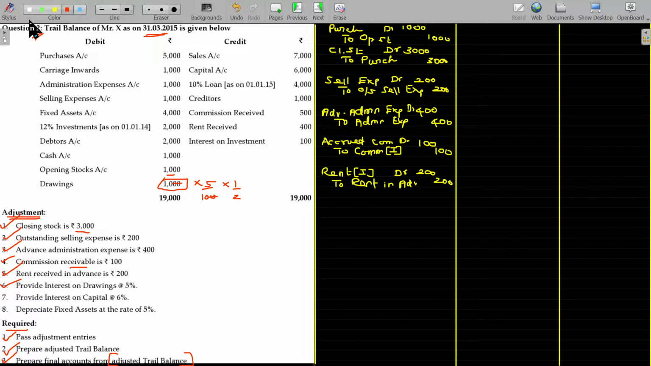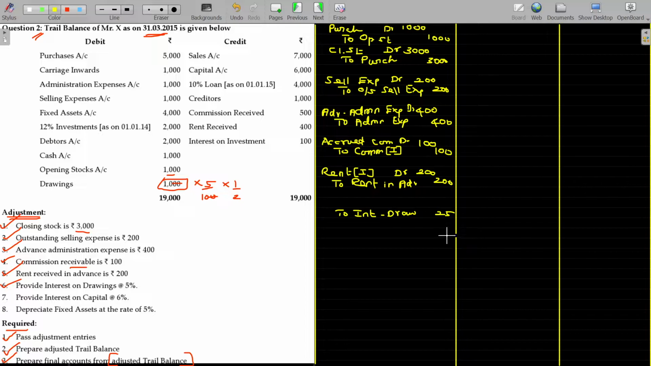And the interest on drawings we have just calculated might not have been paid already. Right, so it's an outstanding. Interest on drawings is an income, so it should be credited here. So interest on drawings account credit. Outstanding, still recoverable. To interest on drawings, sorry. So the interest on drawings is an income, so I am crediting it. Interest on drawings, the value being 25, and it should be debited to which account?